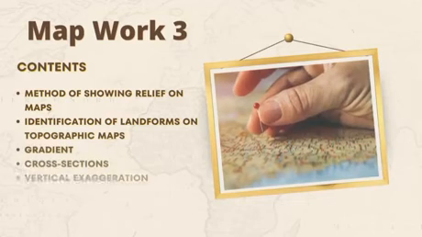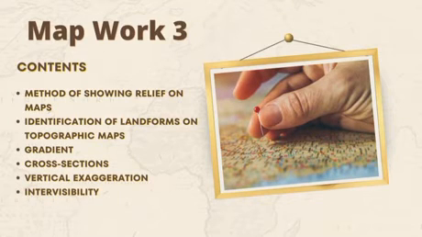Today, we are going to be moving forward to map work 3, whose content includes methods of showing relief on a map, identification of landforms on a topographic map, gradient, cross sections, vertical exaggeration, and intervisibility. It's going to be showing you how to work with your map.